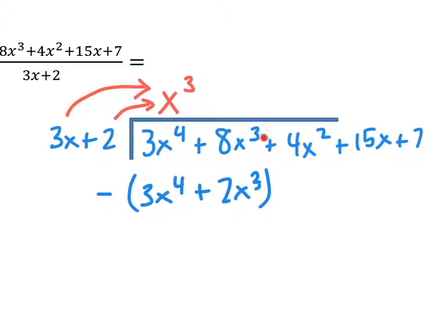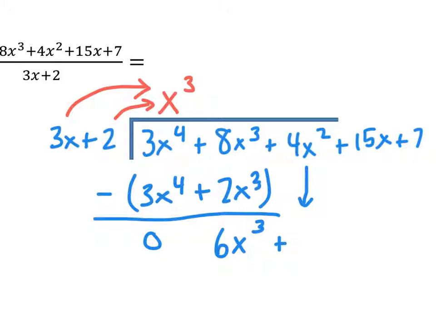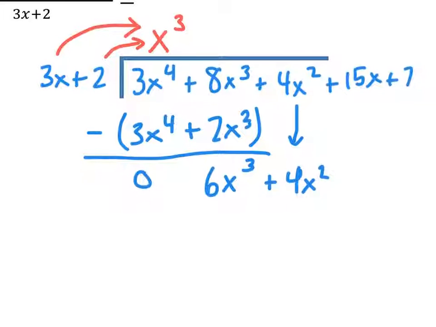We want to just start with these two, 3x to the 4th plus 8x cubed, and subtract what we've written down here. So 3x to the 4th minus 3x to the 4th is just 0. And then 8x cubed minus, remember, we're subtracting this whole term, so minus 2x cubed is 6x cubed. And now we want to drop the next term down. So now we have 6x cubed plus 4x squared. And now we repeat that process.